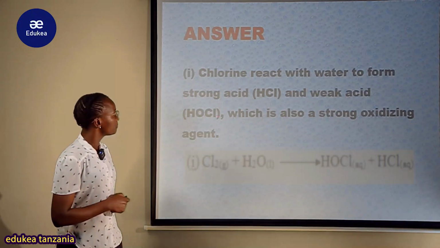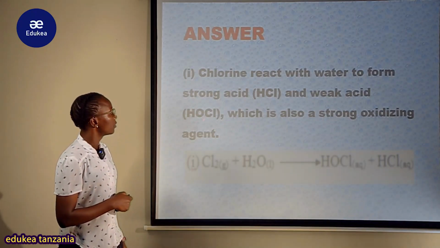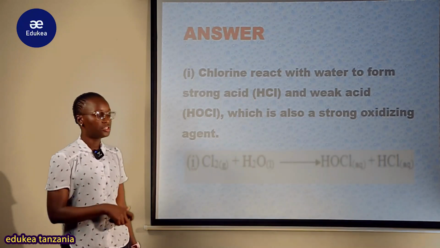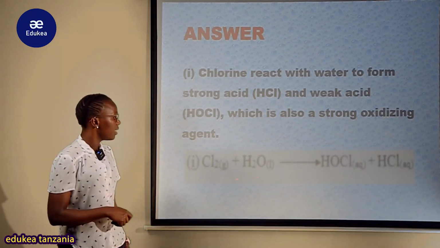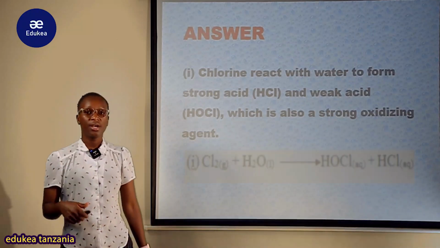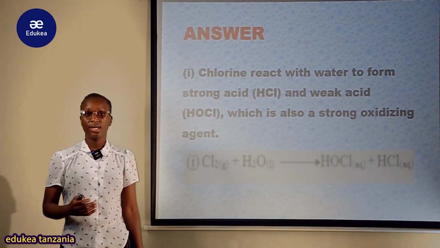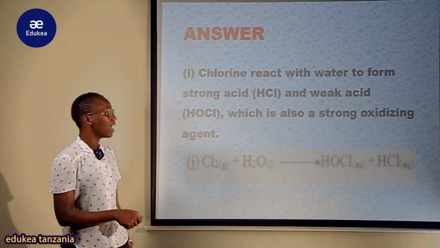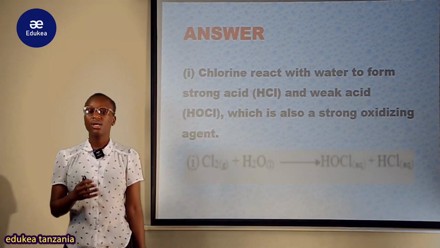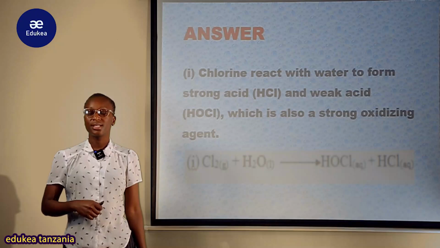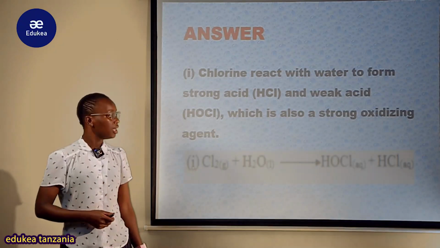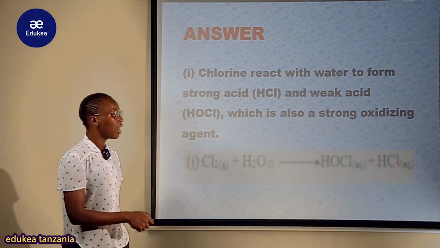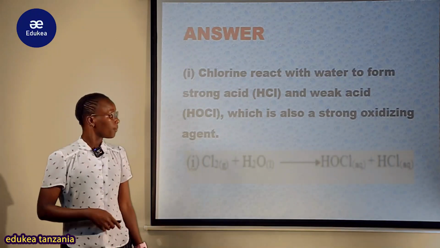We call it hypochlorous acid, HOCl, but also strong acid ambayo ni HCl. Therefore, this is the balanced chemical equation of reaction between chlorine gas and the water molecule. So chlorine gas imereact na water molecule, tumeenda tumepata hypochlorous acid. This is the weak acid, but at the same time it acts as a strong oxidizing agent. So this is another product which is the strong acid ambayo inaitwa hydrochloric acid.